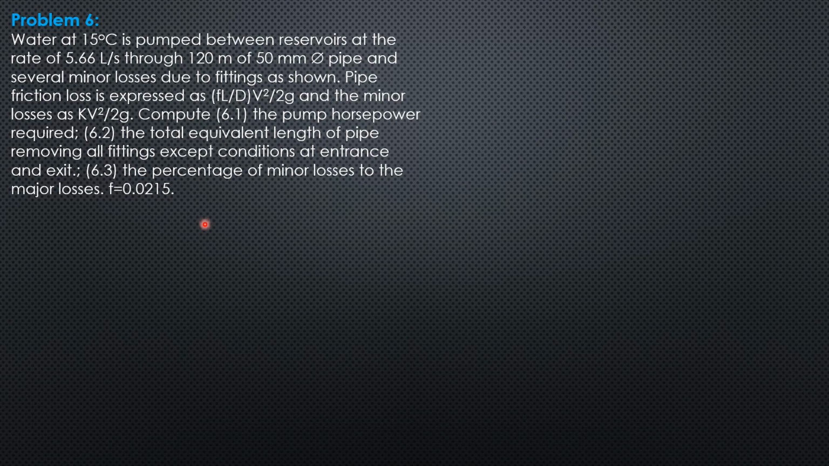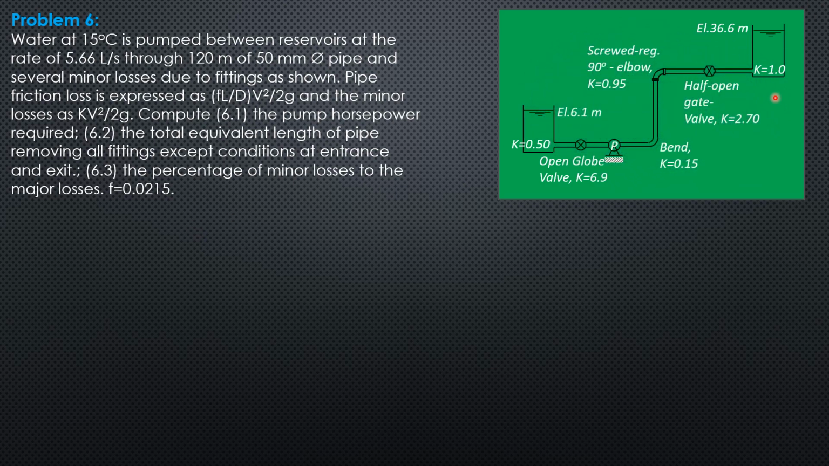loss times velocity head. Compute the pump horsepower required, the total equivalent length of pipe, removing all fittings except conditions at entrance and exit, and the percentage of minor losses to the major loss. Friction factor 0.0215. This is the given figure.